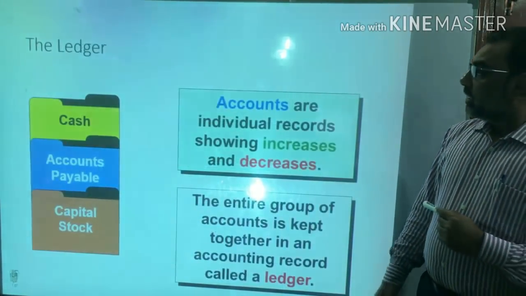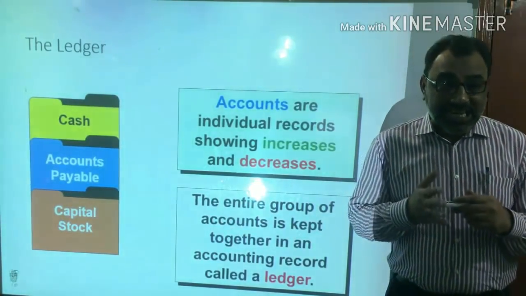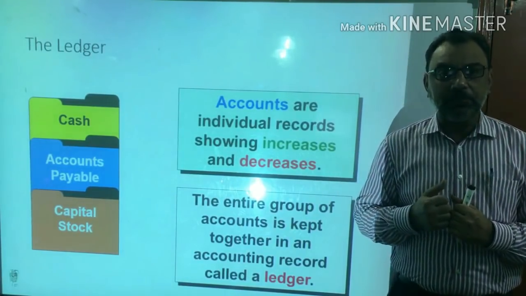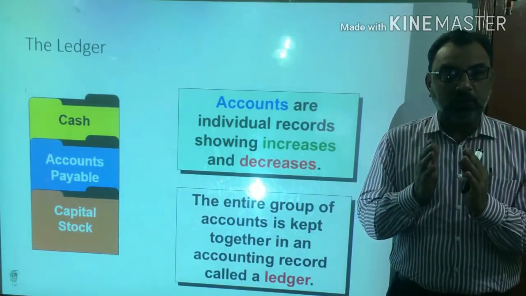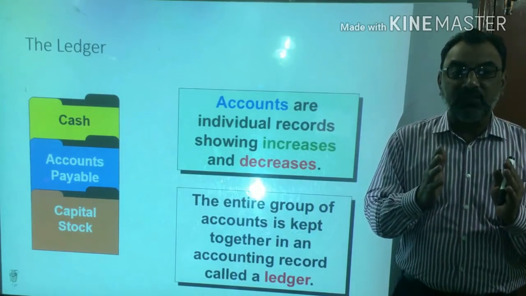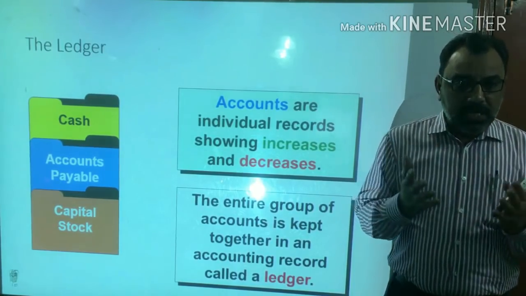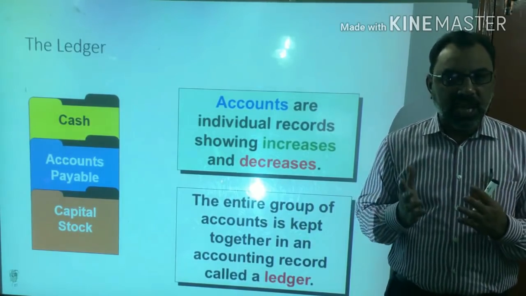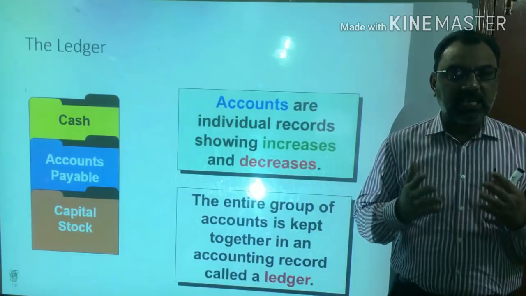So now, the ledger. The ledger is very commonly known as the T accounts. An accounting system includes a separate record for each item that appears in the financial statements. For example, a separate record is kept for the asset cash, showing all increases and decreases in cash resulting from the many transactions in which cash is received or paid. A similar record is kept for every other asset, for every liability, for owner's equity, and for every revenue and expense account appearing in the income statement.